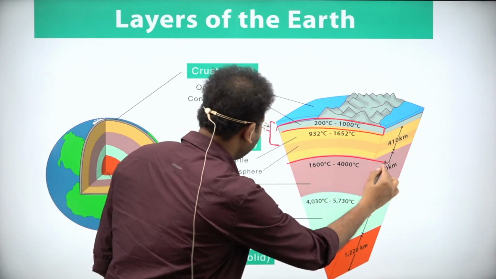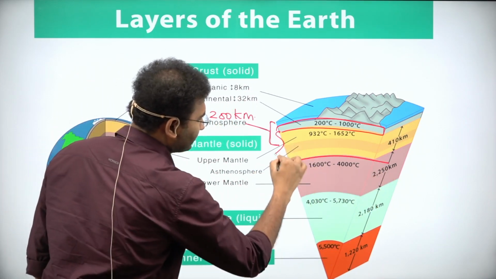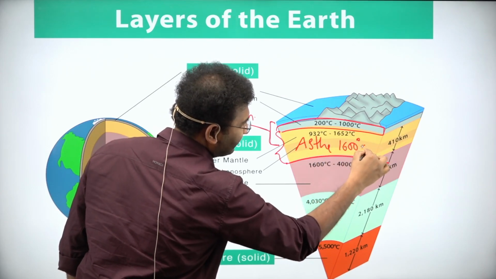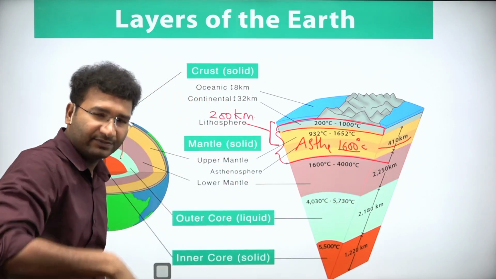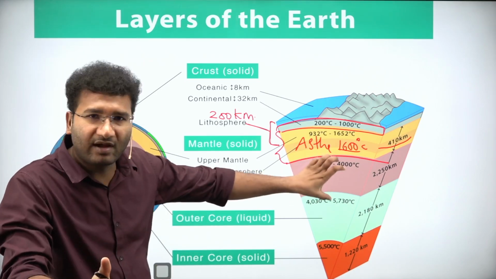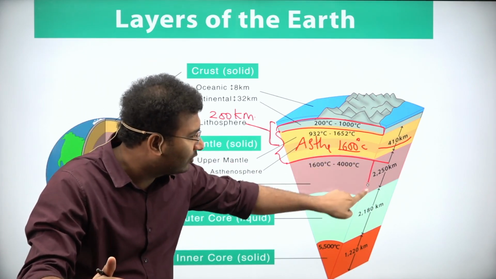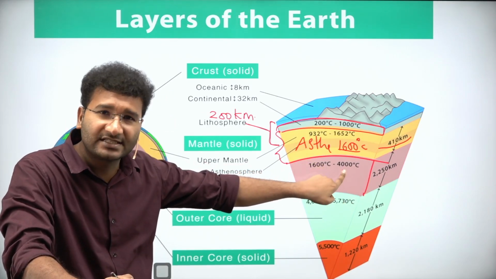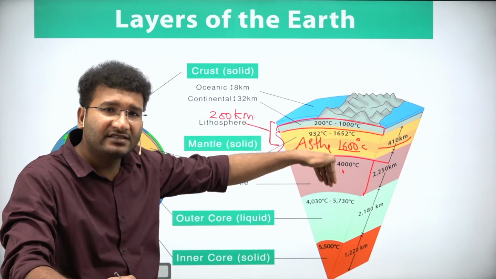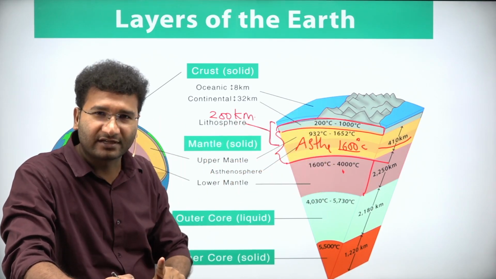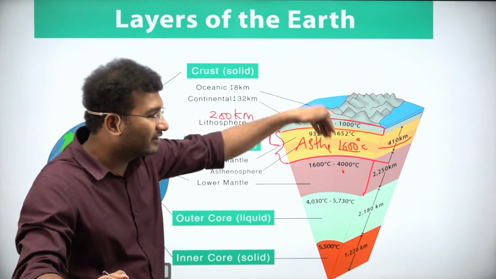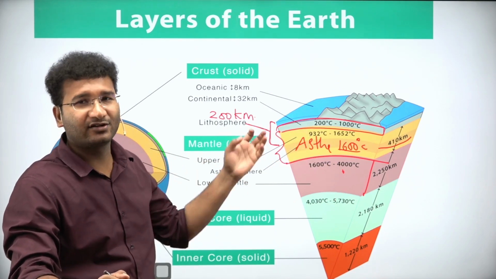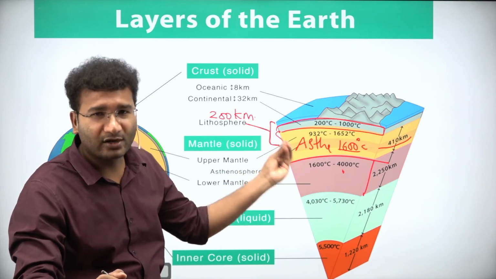Now your mantle, see, this is your asthenosphere. The temperature of the asthenosphere can go up to 1600 degrees Celsius, and the depth can go up to 400 kilometers. Beneath that you have the upper mantle. Upper mantle depth can go up to 2250 kilometers, and the temperature can go up to 4000 degrees Celsius also. That means as you are increasing the depths, the temperature is also increasing. Likewise, as you are increasing the depths, the density of the material also increases. These are the two different varied entities that you are supposed to know.